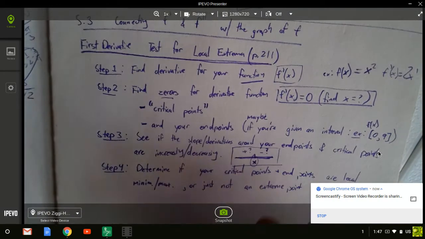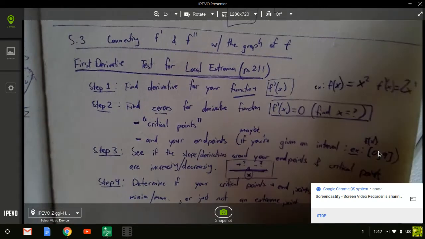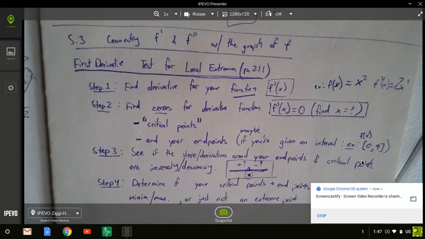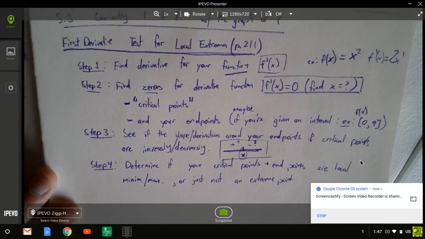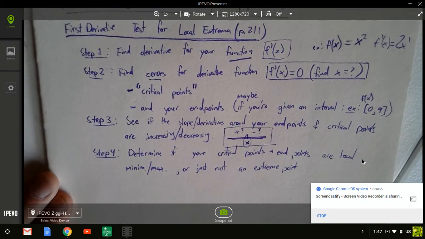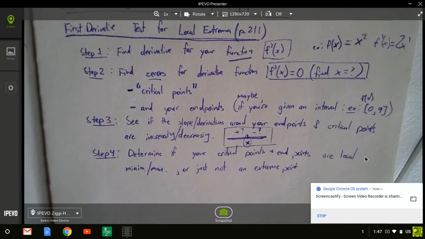So here are the steps that you want to write down. You can take a minute to pause this and write this down if you want. It's the first derivative test for local extrema. Let me just go through it. You can pause it and go over it on your own, and then come back to figure out what I'm saying.